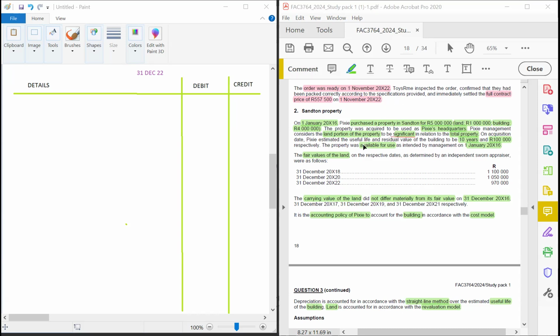Okay, so the building, we are interested in this first part, right? As we take careful consideration of our year end, 31st December 2022. This property was purchased in 2016, so I'm not going to do the purchase transaction here because it was all done in the 2016 financial year. What I am only interested in is the subsequent measurement of this building, right?